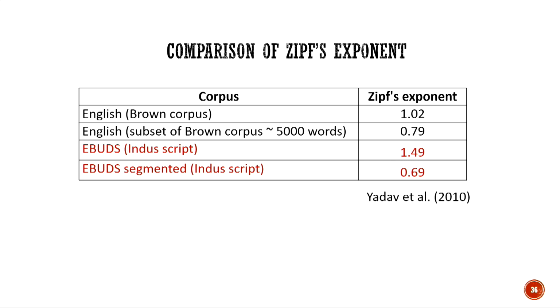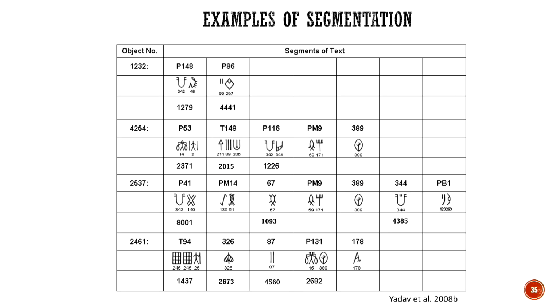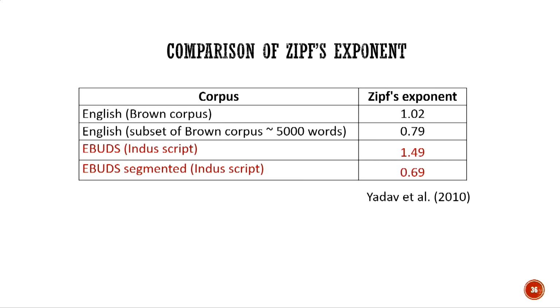For the Indus script, if you consider each sign as a word, this is the Zipf's exponent. But if you segment the corpus, each segment is the unit, basically. What that segment stands for, we have no clue at the present stage. If it's a language, it could be a syllable, or part of a word, or a word or something like that. It is a meaningful unit of information for the time being. If we run the Zipf's analysis over that, this is what we get as a Zipf's exponent.